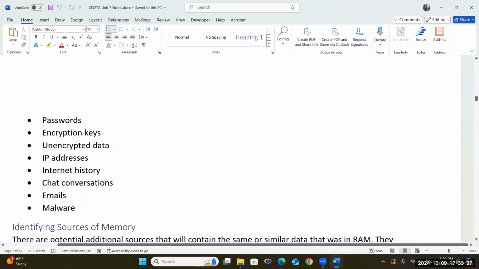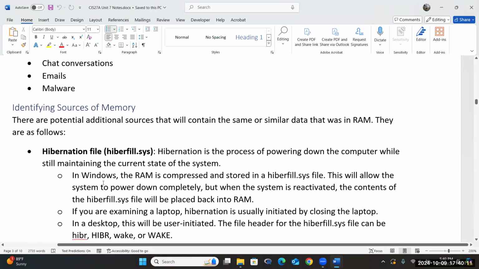Passwords, encryption keys, unencrypted data, IP addresses, that's important, right? We talked about network connections, internet history, chat conversations. So later on, when we do Android and iOS analysis, you're going to see this, right? It's going to pull up all the conversations, like from WhatsApp, from social media. If you're on any kind of chat, you would be able to find the conversation. Emails, that's useful. And then also malware. We talked about malware already. And then hibernation information is on this page, page 3.